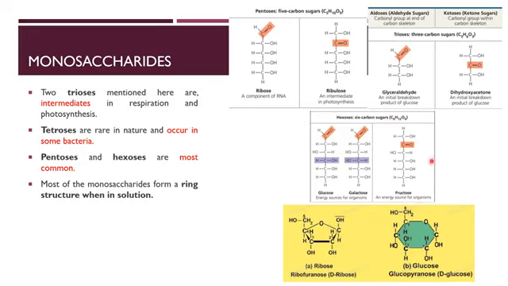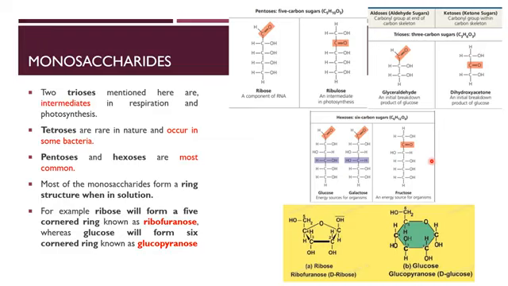So we were talking about the ring structures of these sugars. When ribose forms the five-cornered ring, it is known as ribofuranose. All the rings that are furanose have five corners, and those that are pyranose have 6 corners. So ribose is ribofuranose, a 5 carbon ring, and glucose is glucopyranose, a 6 cornered ring.